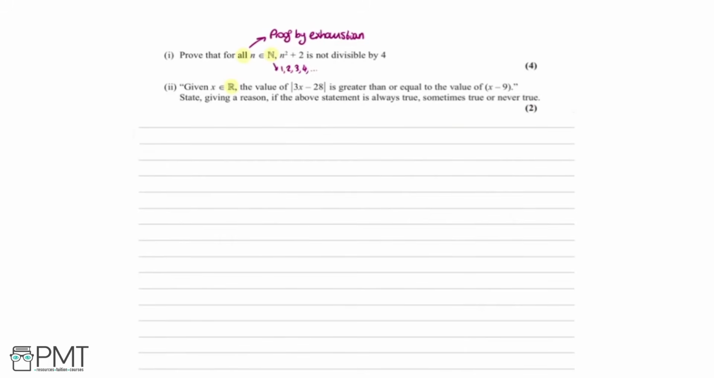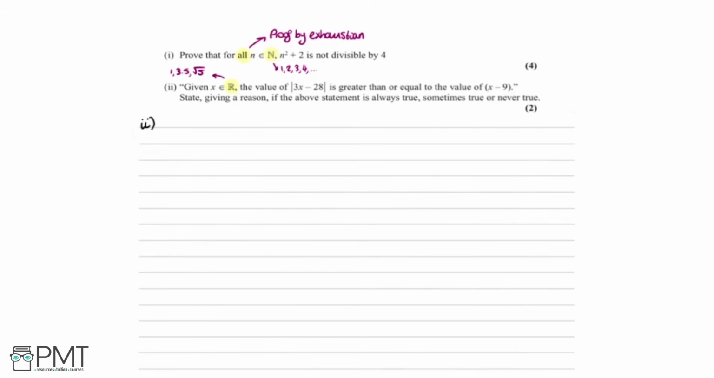And this is for 2 marks. So firstly, just looking at the question, it says that x is contained within the real numbers. The real numbers are just anything that could be represented on a number line. So for example, 1, 3.5, square root of 5. Anything like that is a real number.